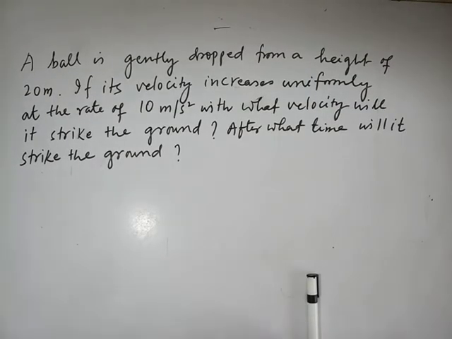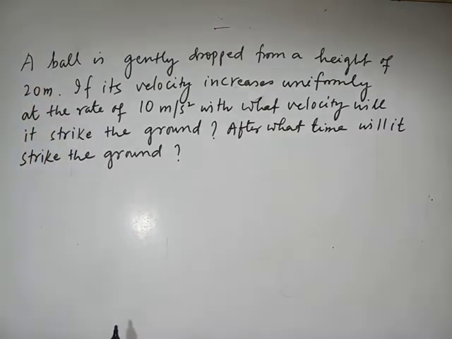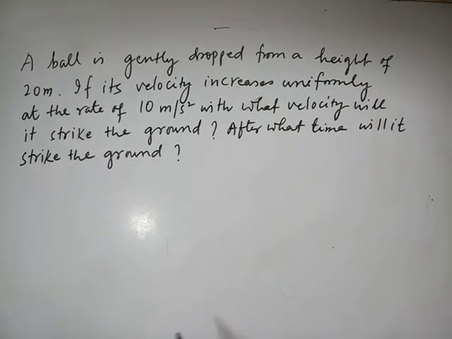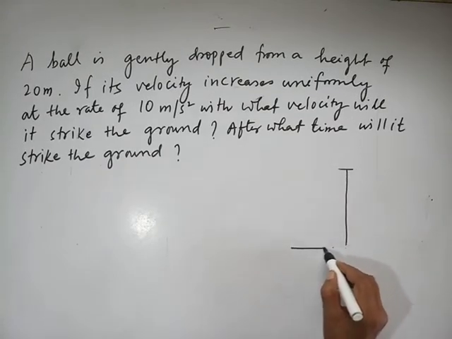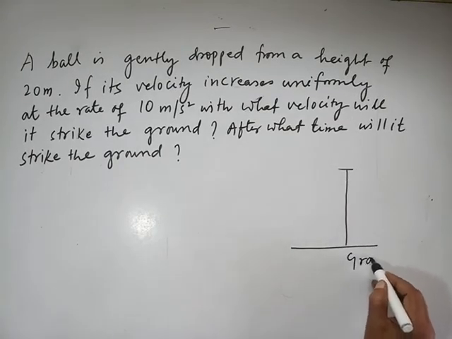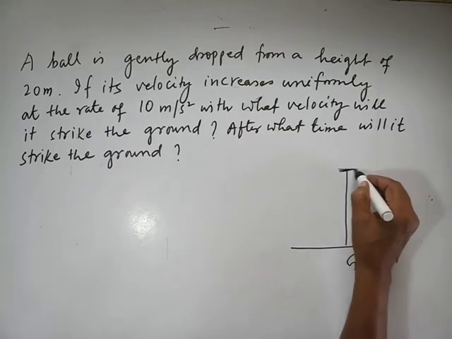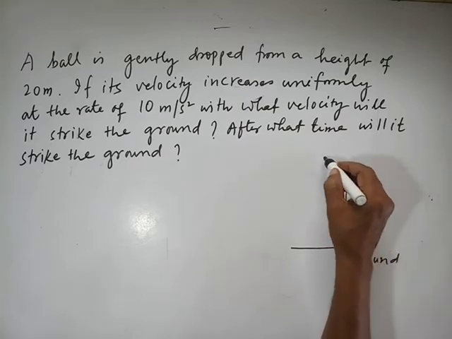This is a question of physics, chapter is motion. A ball is gently dropped from a height of 20 meter. This is the height, this is the ground. How much is this height? This is 20 meter. This is the height.